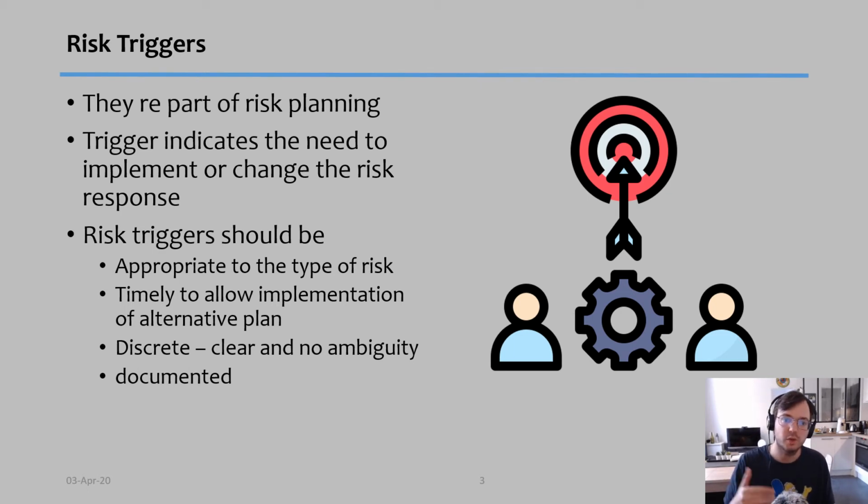So risk triggers should be appropriate for the type of risk that we have. They should be timely to allow implementation of the plan. If you activate the trigger at a point that is too late, then it might be an issue. Triggers should also be discrete. In other words, they should be very clear about what the trigger is, and they should not be ambiguous. And finally, triggers need to be documented so that everyone knows what the trigger is for each one of the risks.